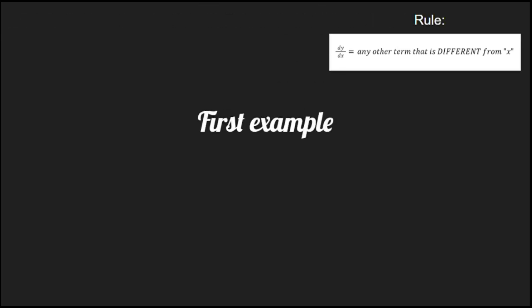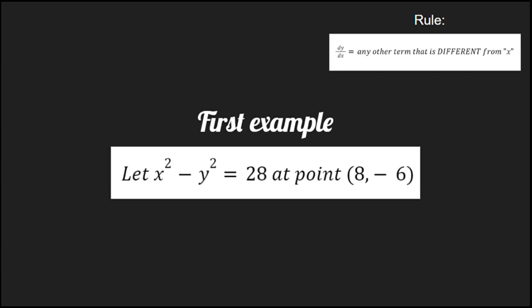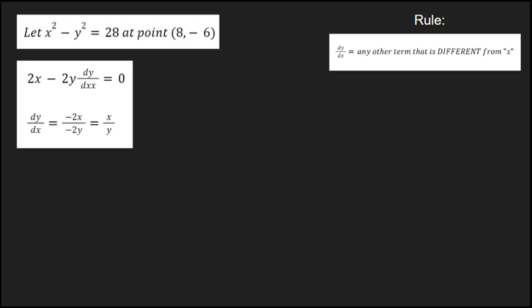This is the first example that we'll be solving in this video: let x squared minus y squared equals 28, at the point (8, -6). For this, first of all, we have to apply the power rule to both of these terms, and also put the dy/dx in the terms that are different from x. In this case it is 2y. Then we have to leave dy/dx alone.